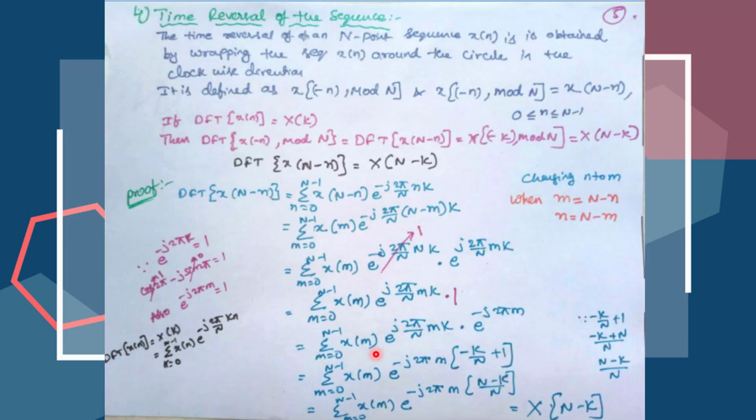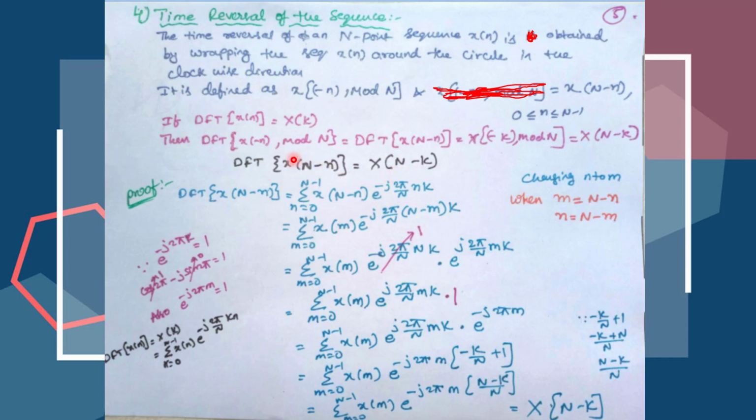Next, coming to time reversal of the sequence. The time reversal of an N-point sequence x of n is obtained by wrapping the sequence x of n around the circle in the clockwise direction. It is defined as x of minus n modulo N equal to x of N minus n, n varies from 0 to N minus 1. If the discrete Fourier transform of x of n is X of k, then the discrete Fourier transform of x of minus n mod N, that is x of N minus n, is equal to X of minus k modulo N, equal to X of N minus k.